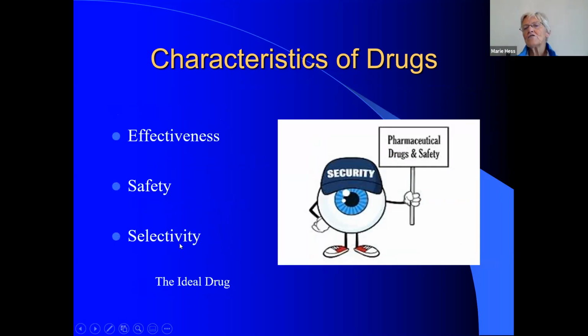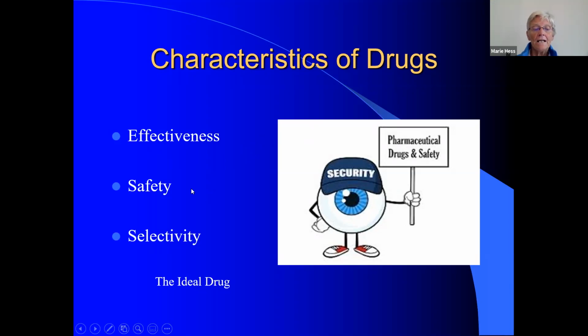So these are characteristics of drugs. We talk about effectiveness. Effectiveness is the most important property that a drug can have. So if I were to say to you, what's the most important property? You're going to answer me: effectiveness. Okay, so that's what that is.